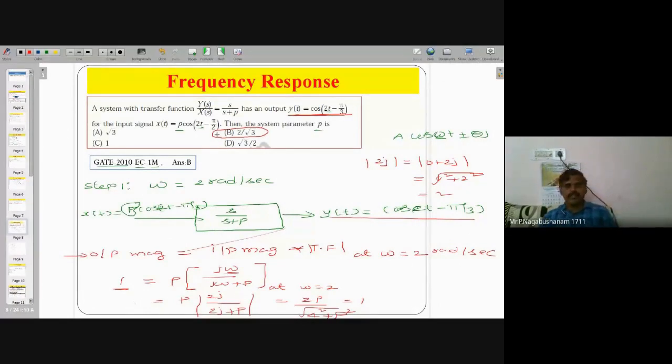Only one thing. First you have to replace s equal to j omega, put omega value, take the modulus, then multiply with input magnitude. So output magnitude equal to input magnitude and the modulus of transfer function at omega equal to 2 radians per second. Next one.